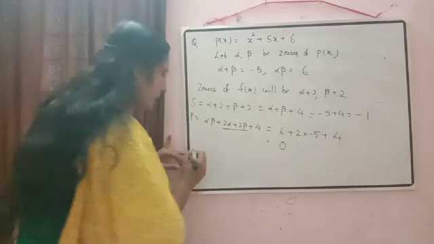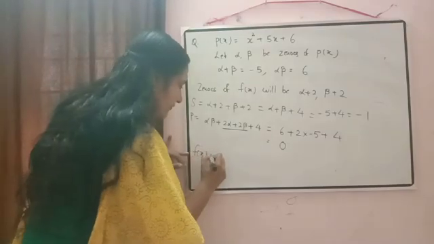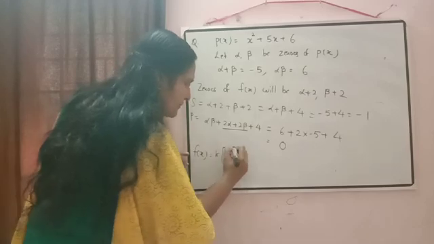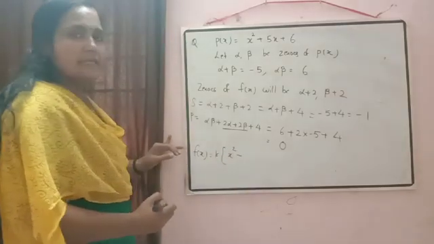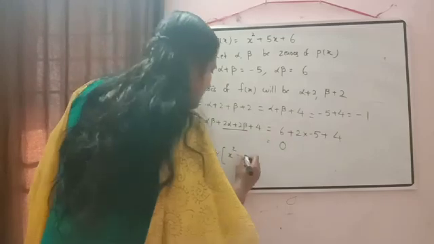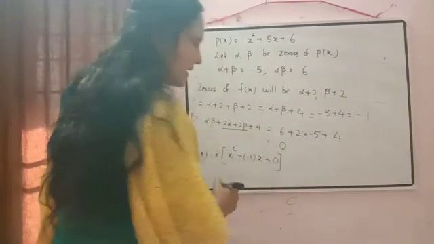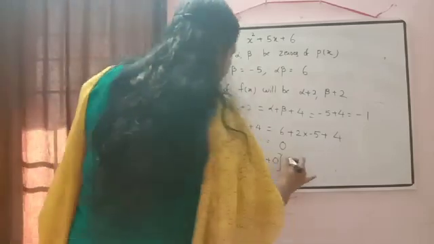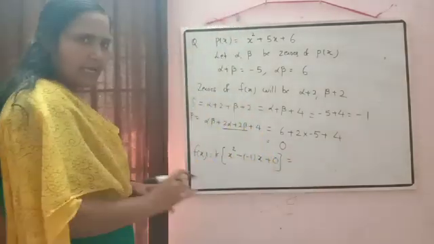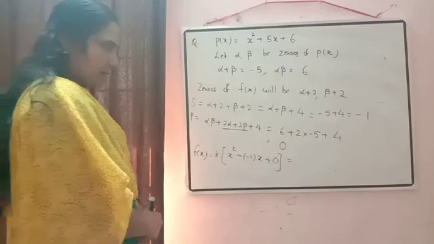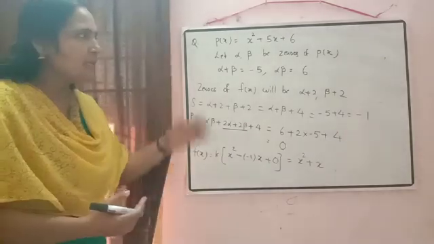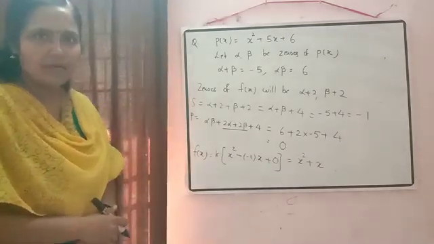Okay. Now we will write the required polynomial f of x is equal to k into x square minus sum of the zeros, sum is equal to minus 1, into x plus product of the zeros, which is equal to 0. And since we don't have anything in the denominator, we can take k is equal to 1. So we will get the required polynomial is equal to x square plus x. I hope these types of questions are clear to you. Okay.